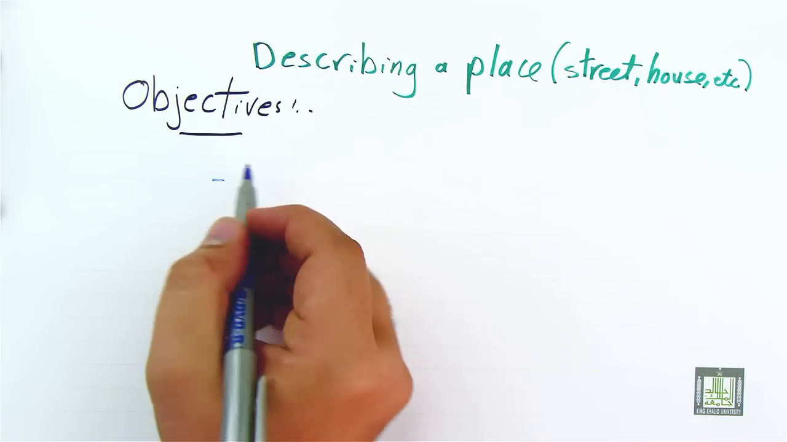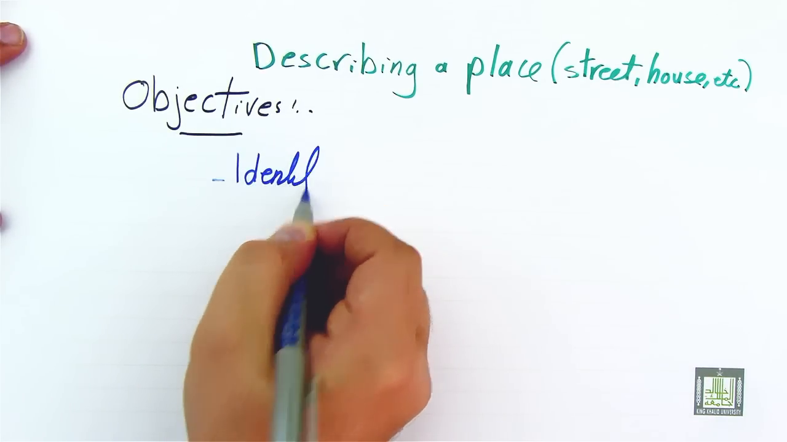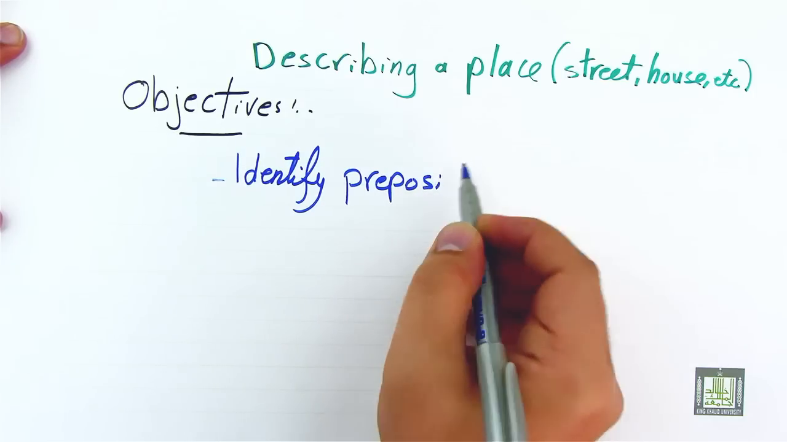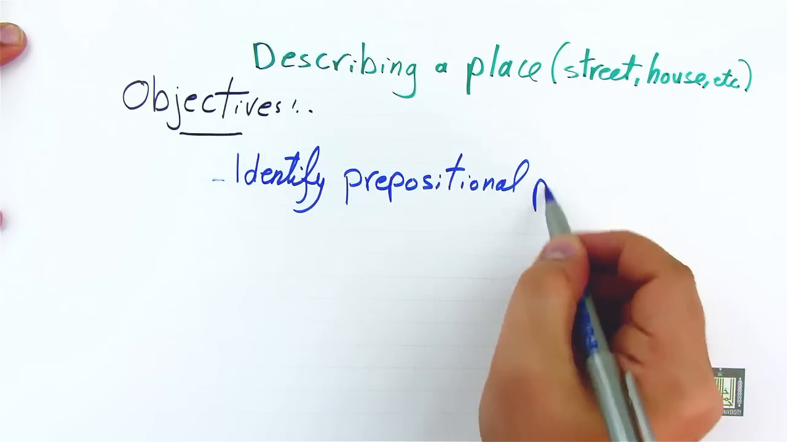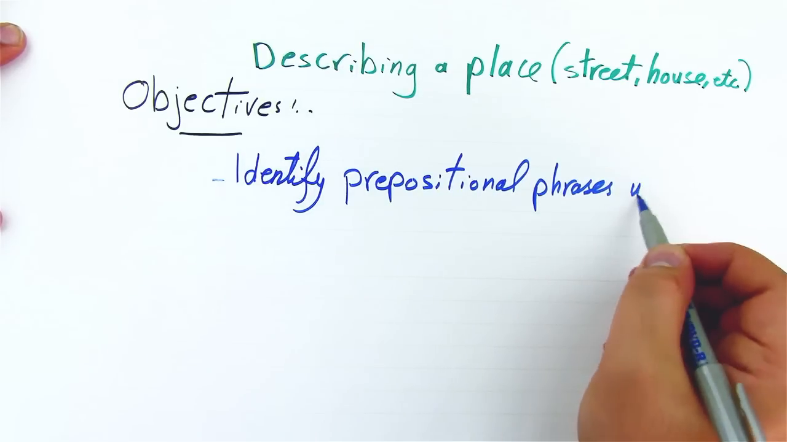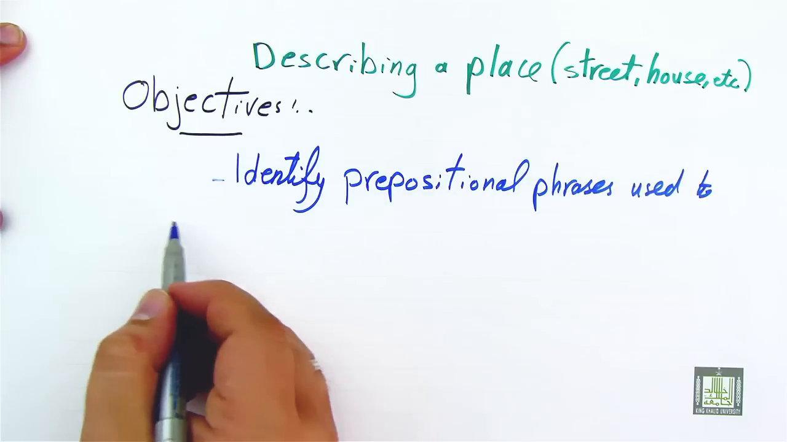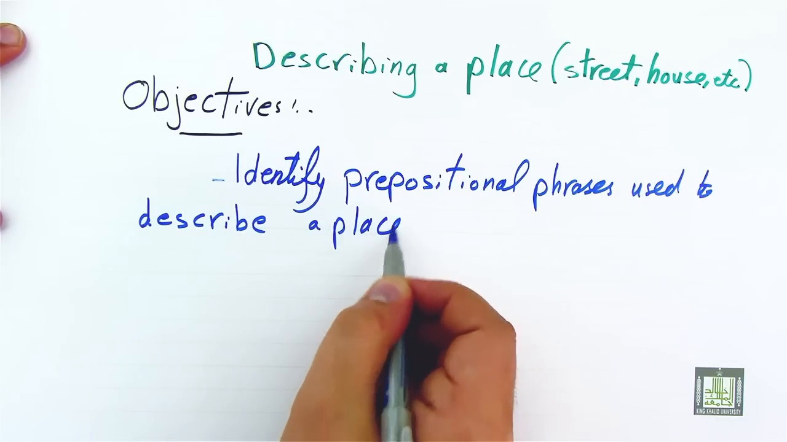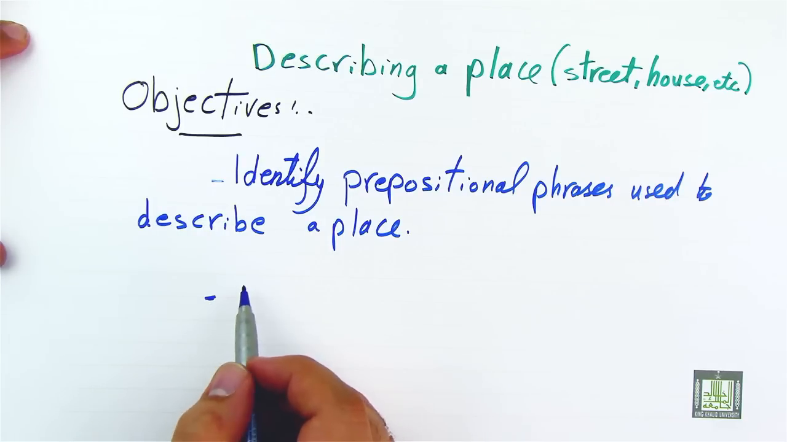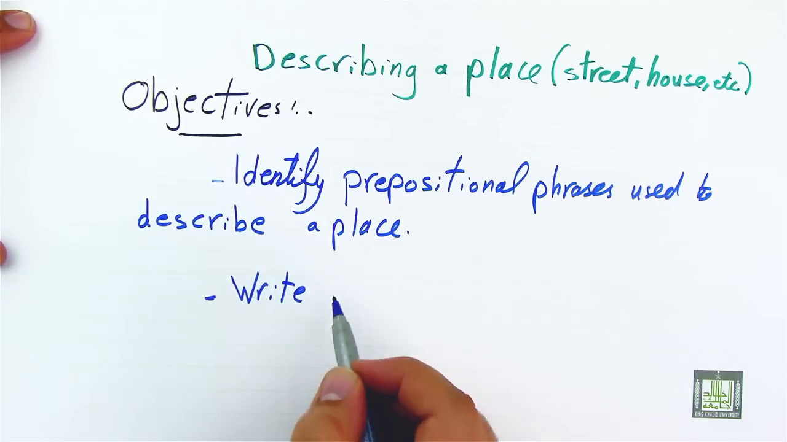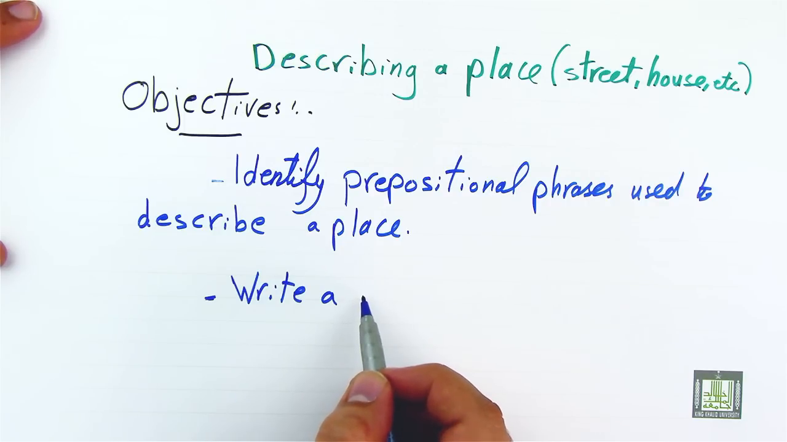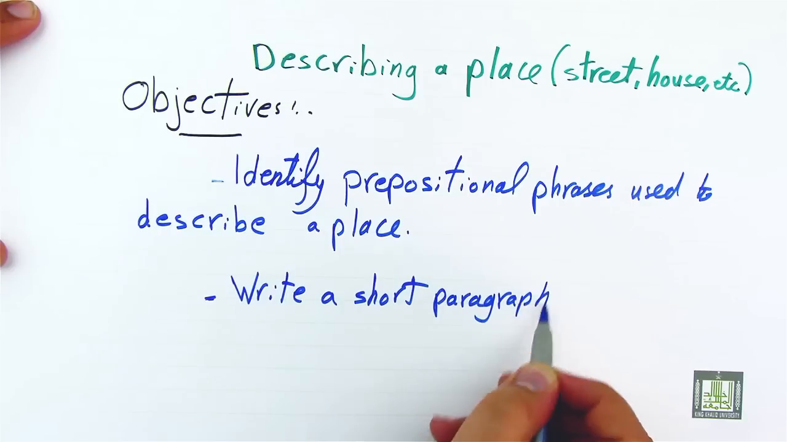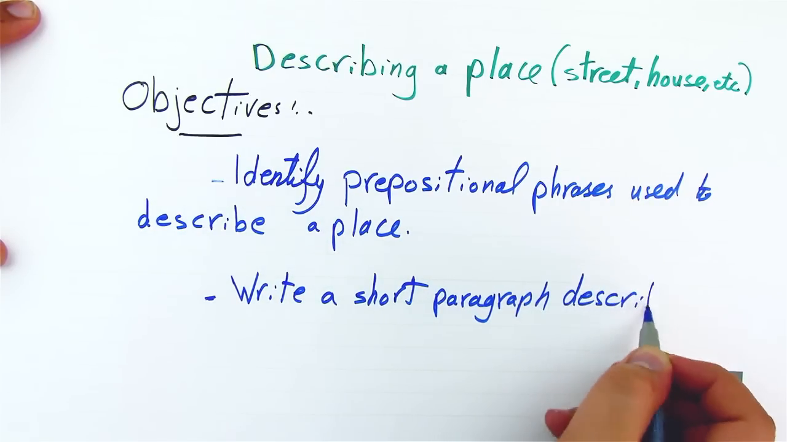First, students will be able to identify prepositional phrases used to describe a place. Second objective is students will be able to write a short paragraph describing a place.